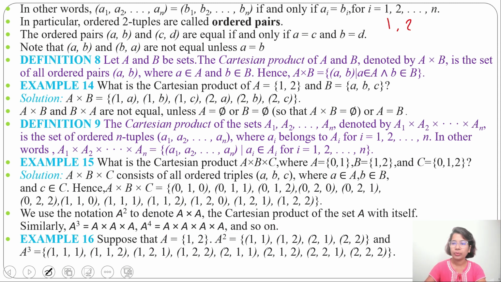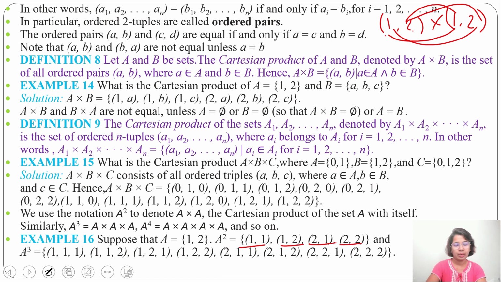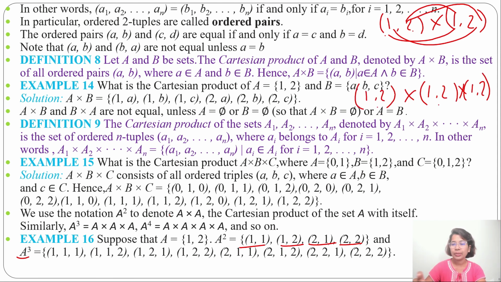So {1, 2} Cartesian product with {1, 2}. So (1, 1), then (1, 2), then (2, 1) and (2, 2). It will contain 4 ordered pairs. Next A cubed. A cubed means set A will be multiplied 3 times. So there will be 8 ordered triples. 2 multiplied by 2 multiplied by 2 is 8.